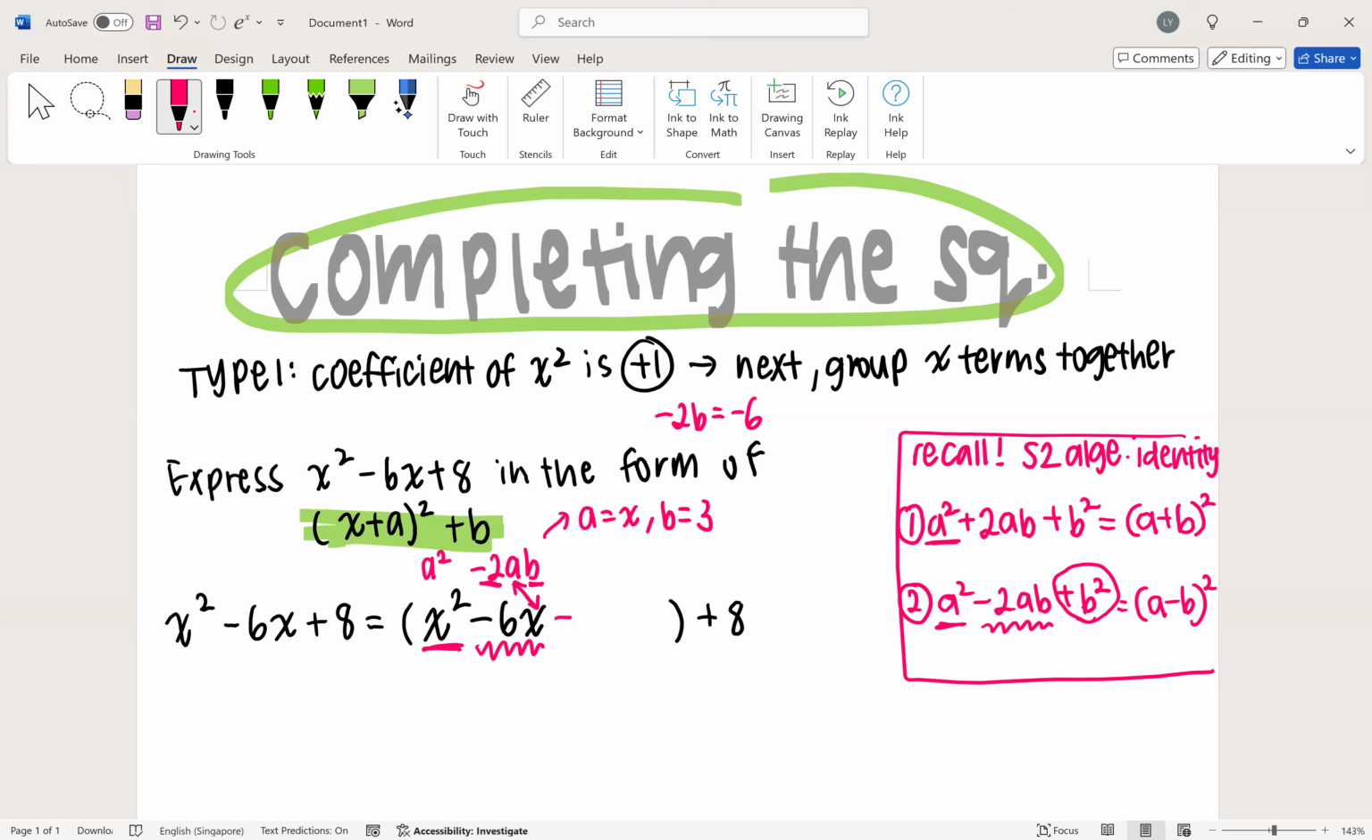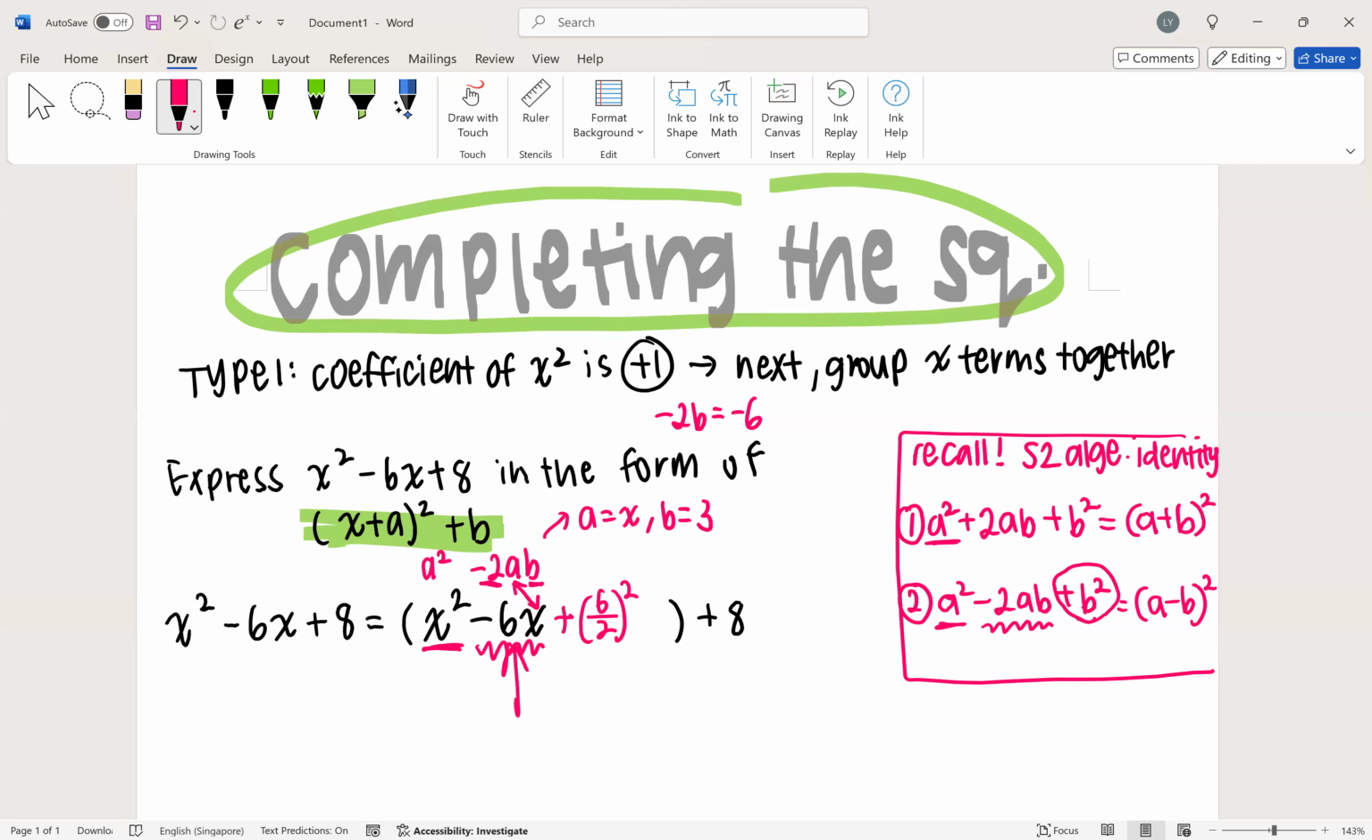So it means that I can say plus what? 3 squared. And how do I get 3? There's actually a shortcut. Can you see here? There is 6, right? I technically take the 6 and just divide by 2, squared. You understand? That's how I get plus 3 squared. So the shortcut is just literally take this coefficient here and divide by 2.